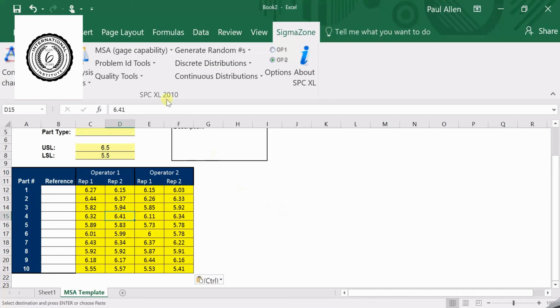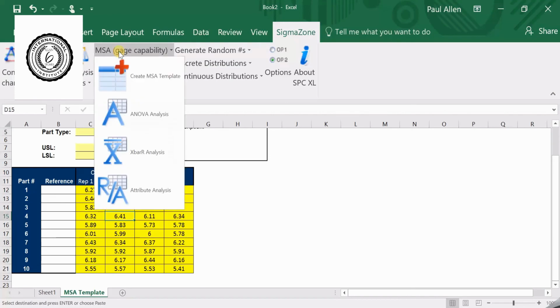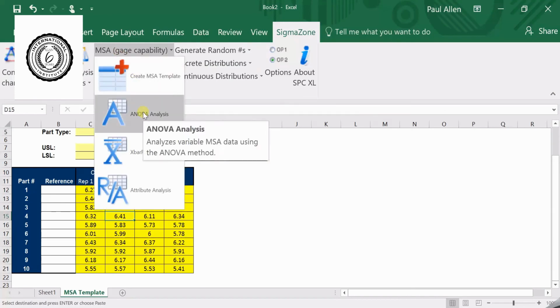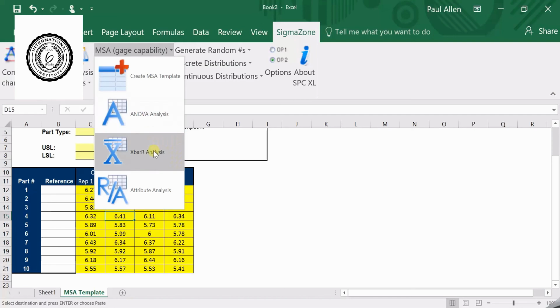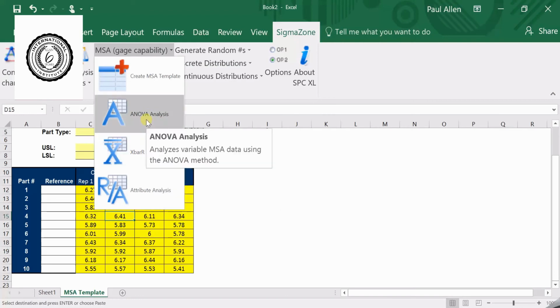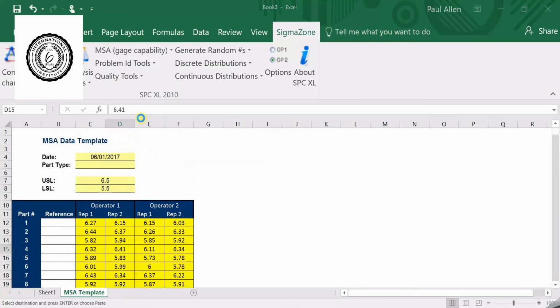So let's ask the mathematics to do some work for us. Back to MSA gauge capability, and the version we're going to use is ANOVA analysis. You can use X bar R analysis, which is trying to do the same calculation, but ANOVA is a better estimate of error, so I'm told by the mathematical experts. So we are going to use ANOVA analysis. Right, so let's click on that.